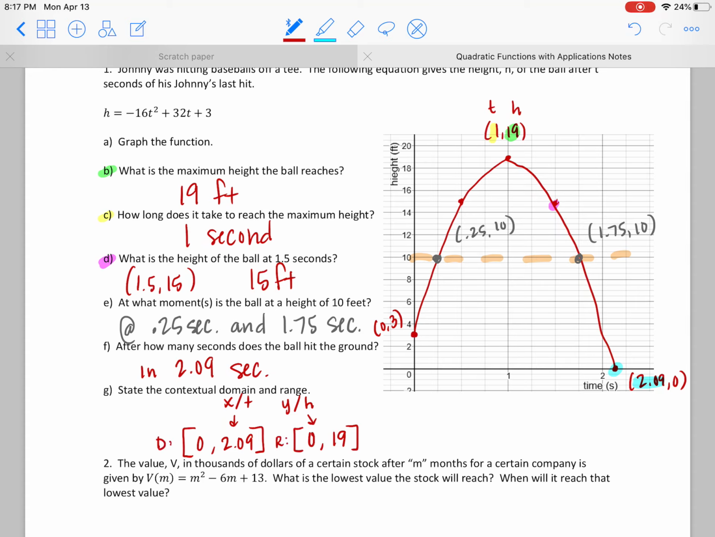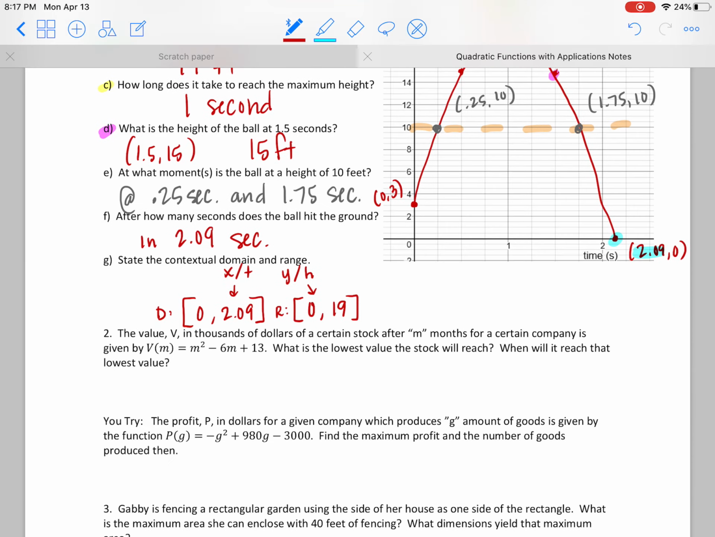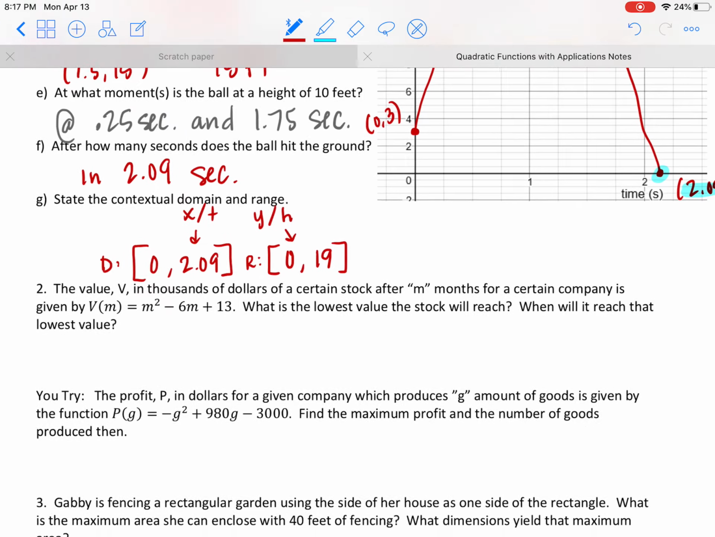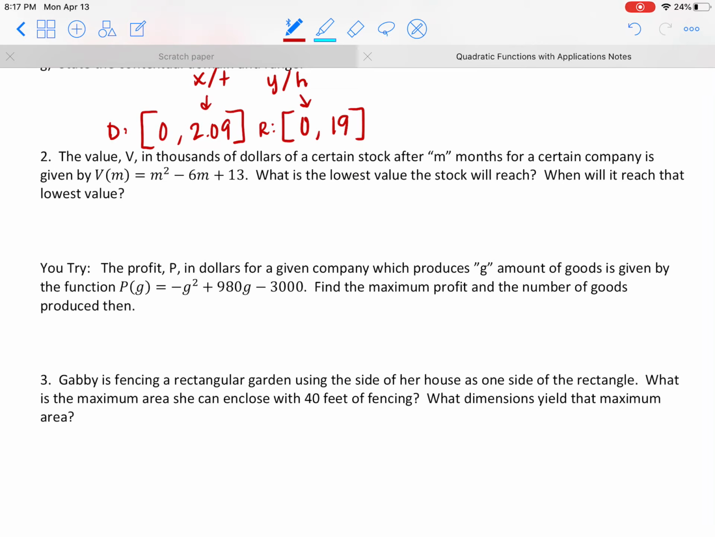So this is domain, and this is range. Okay? So you should be able to graph a function, and if it represents a scenario, understand what's going on in that scenario. Okay? And then there's this. I think these are a little more useful in terms of applications.